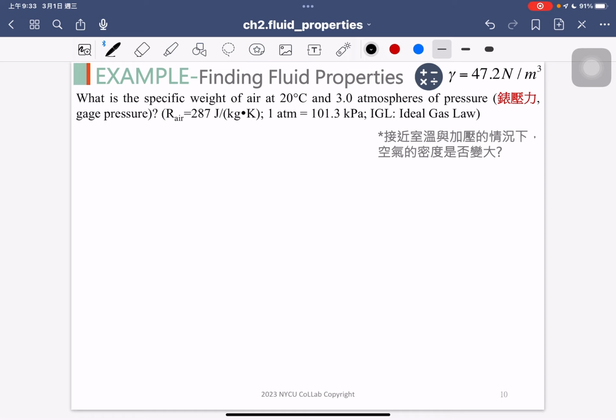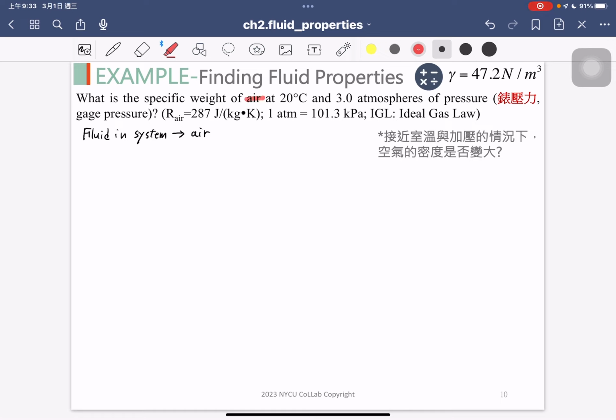Following these ideas, what's our system? First, we should know the fluid in the system. The fluid is the air, right? Because the question tells us to find the specific weight of the air. So we know that the air is in here.